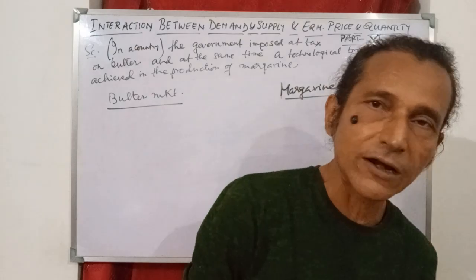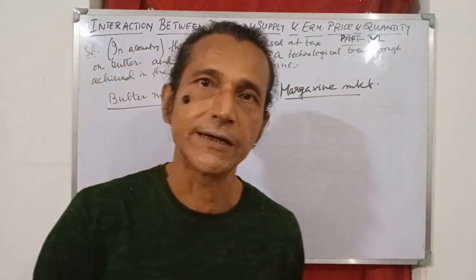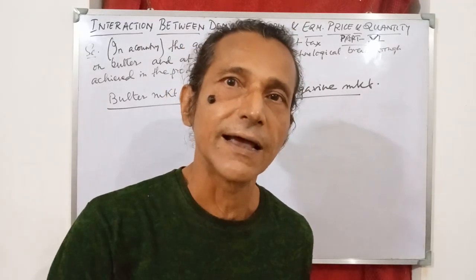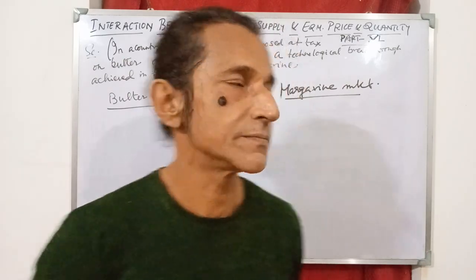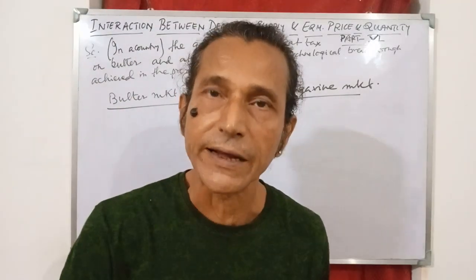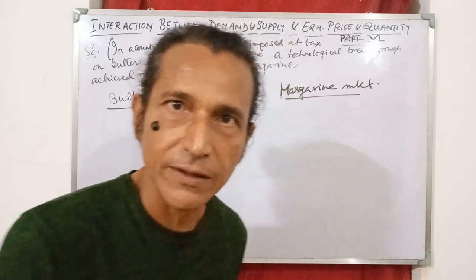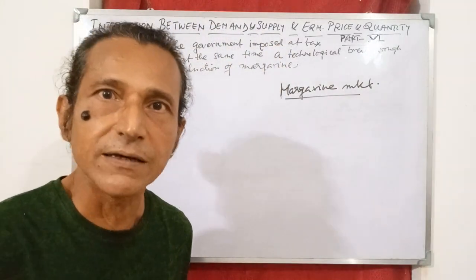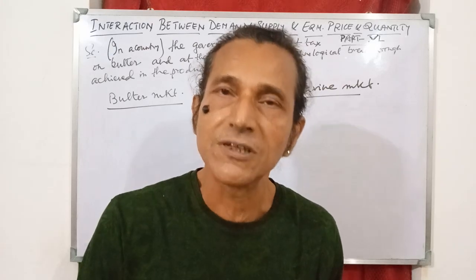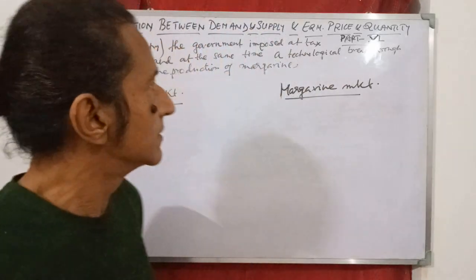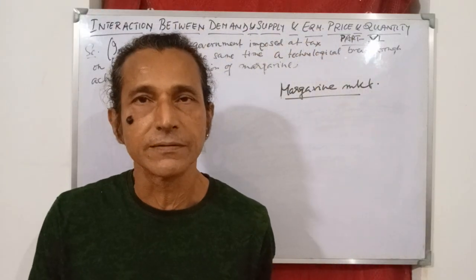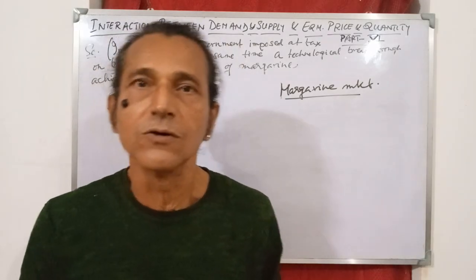And as I said earlier, always start with the assumption that the market is in equilibrium. That means an equilibrium price and an equilibrium quantity prevail in the market. And always think of the side of the market, that is, the change is impacting either the demand side or the supply side. You first decide which side of the market is being impacted by the change. That means the imposition of tax is going to impact certain sides of the market, either demand side or supply side. Let us see which side is being affected.